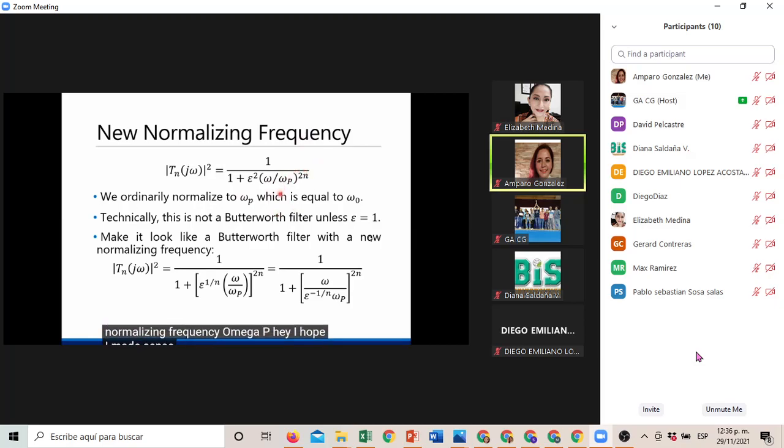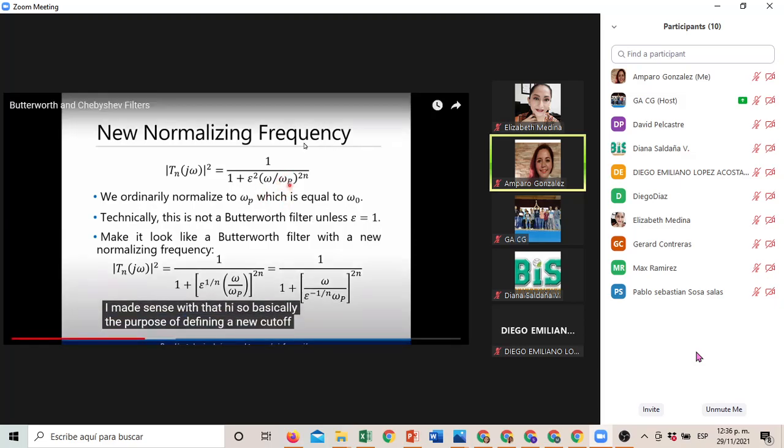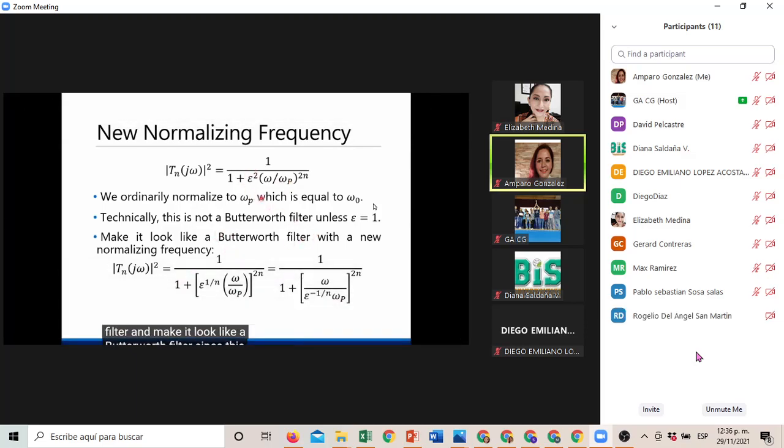Okay, I hope I made sense with that. So basically, the purpose of defining a new cutoff frequency will actually normalize our filter and make it look like a Butterworth filter, since this error factor epsilon here is not really a Butterworth filter. So to make it more clear, let's have an example.